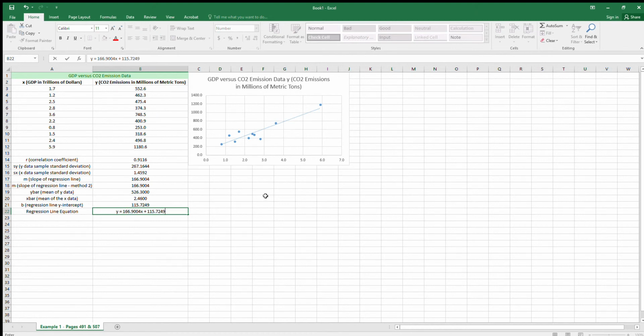There's the combination of section 9.1 on correlation with 9.2 on linear regression.